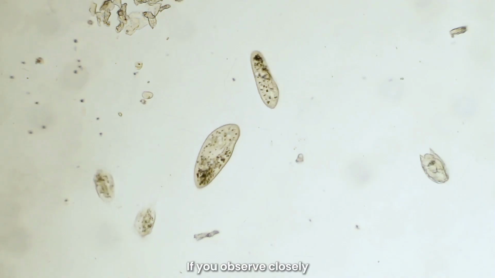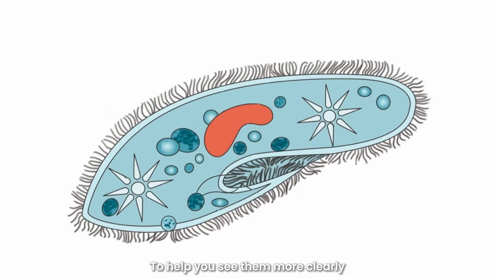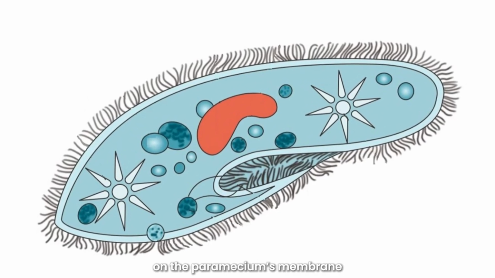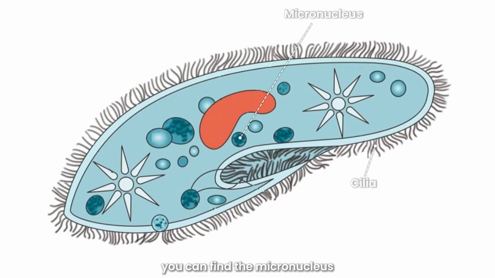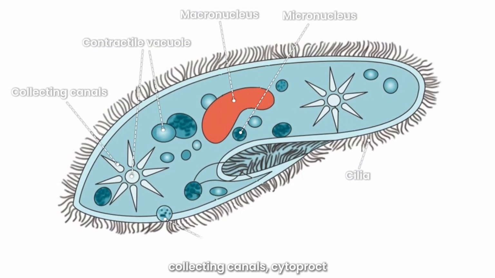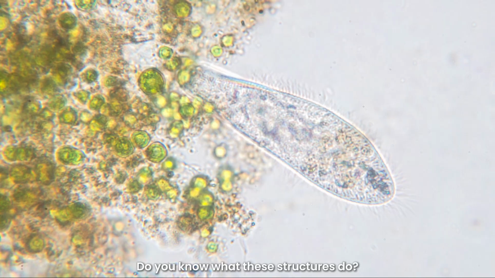If you observe closely, can you see that the paramecium's body has many unclear structures? To help you see them more clearly, I've drawn a diagram of its structure. Look, on the paramecium's membrane, there are cilia, and inside, you can find the micronucleus, macronucleus, contractile vacuole, collecting canals, cytoproct, food vacuole, and oral groove. Do you know what these structures do?